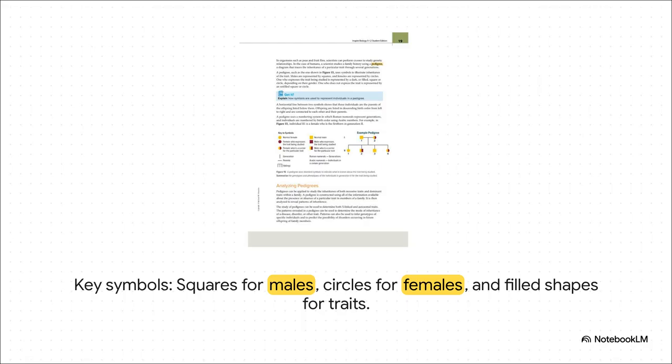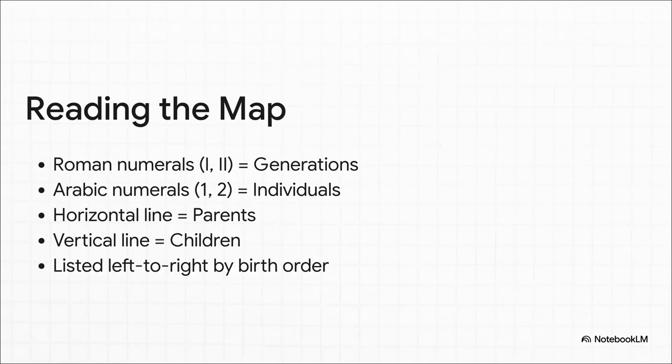Now, to read this map, you've got to know its language, which is all about symbols. It's pretty simple, actually. A square represents a male and a circle represents a female. If a symbol is filled in, that person has the trait we're studying. If it's empty, they don't. And a half-filled symbol, that tells us they're a carrier, someone who has the gene but doesn't actually show the trait.